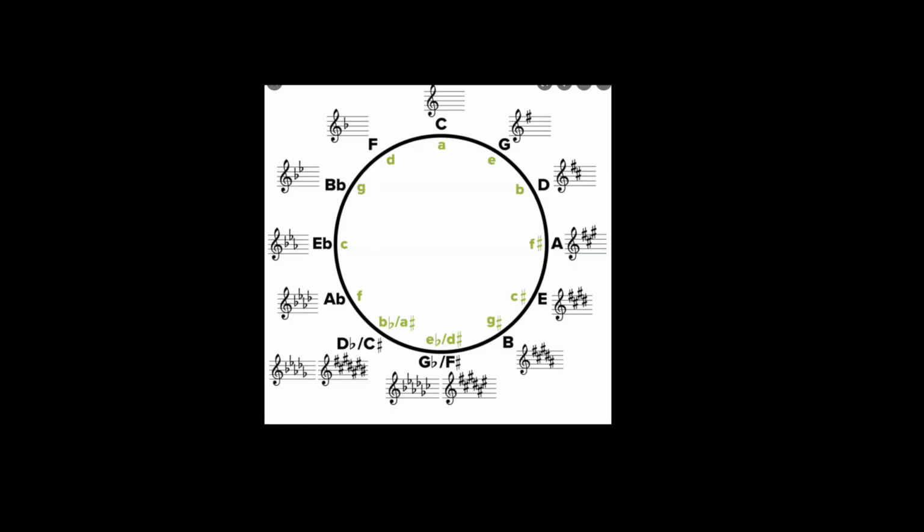If you want to make sure you're using the right names for the notes, because sometimes there's more than one option, check out the cycle of fifths. It's also a very good tool for checking out which keys are more closely related and which keys are not so closely related.